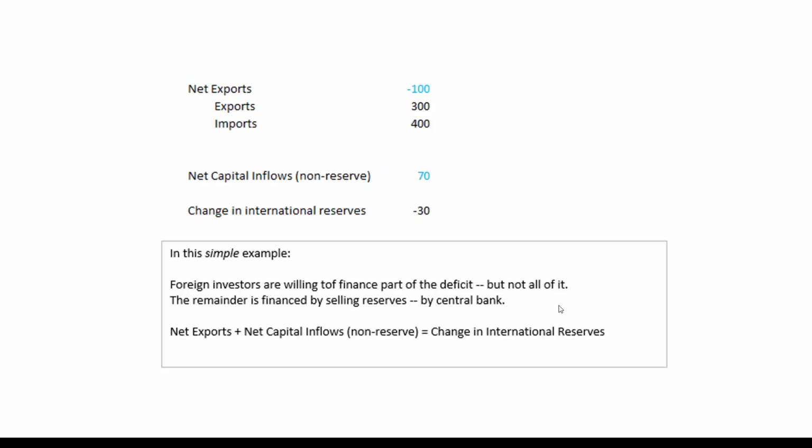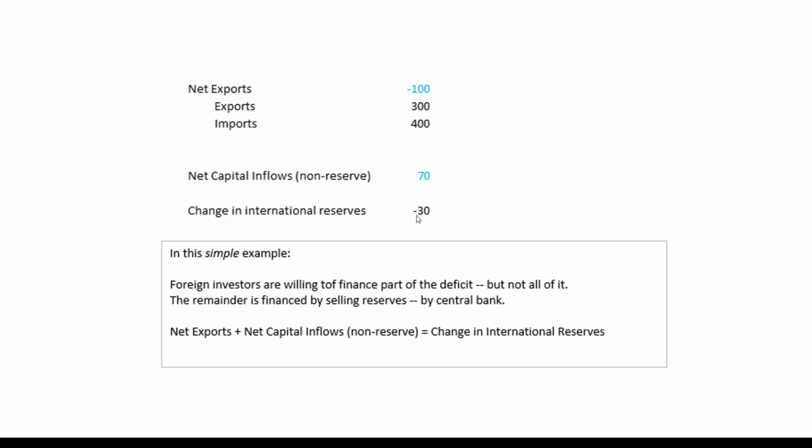Okay. Now let's take a look at a similar example, but you'll notice here that we have the same deficit of 100. Foreign financiers are providing part of that deficit, but not all of it. So in this case, we're assuming that foreign financiers are providing 70 out of that 100, and the rest of that deficit is going to be financed how? By the central bank drawing down reserves. The central bank will be drawing down reserves, and in this case, it'll be the amount of 30.